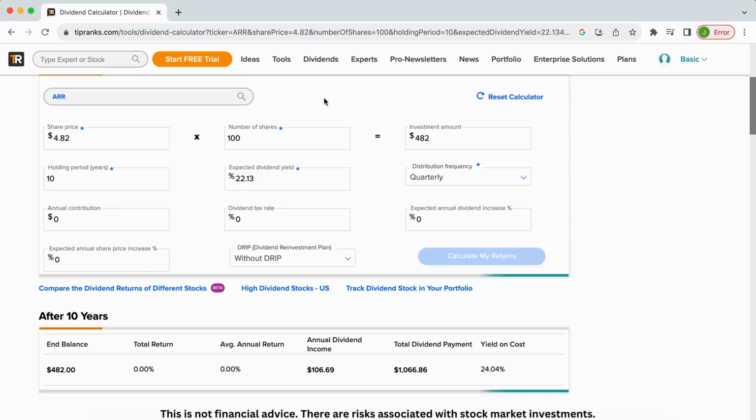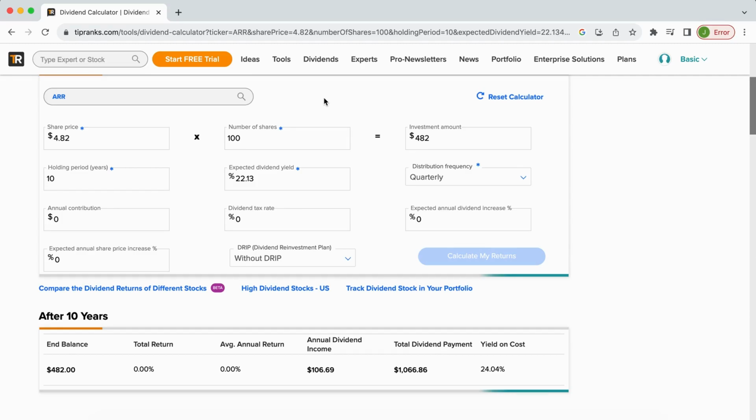So with ARR as just one simple example of a real estate investment trust, we can go ahead and play with some numbers here and find out, with some simple investment amounts that we're going to invest to start our account, how much we're going to actually see as a return.